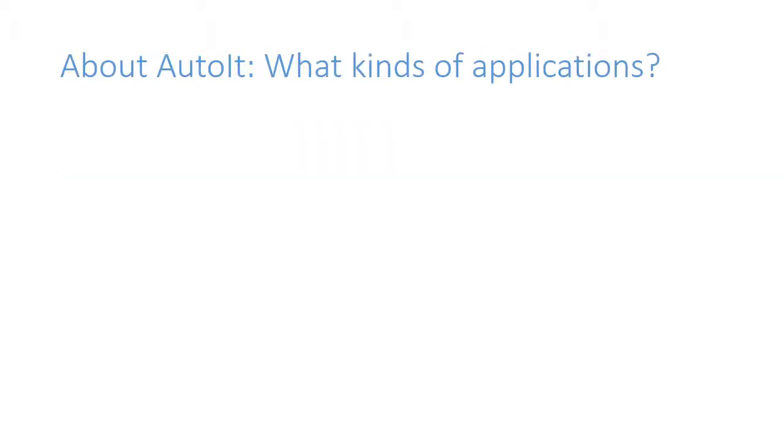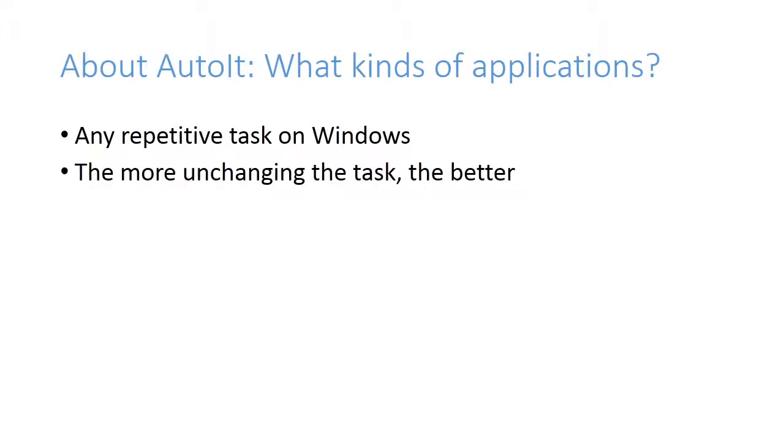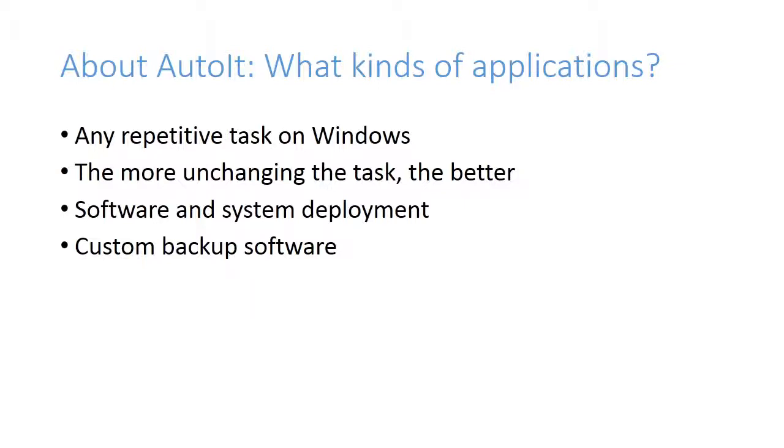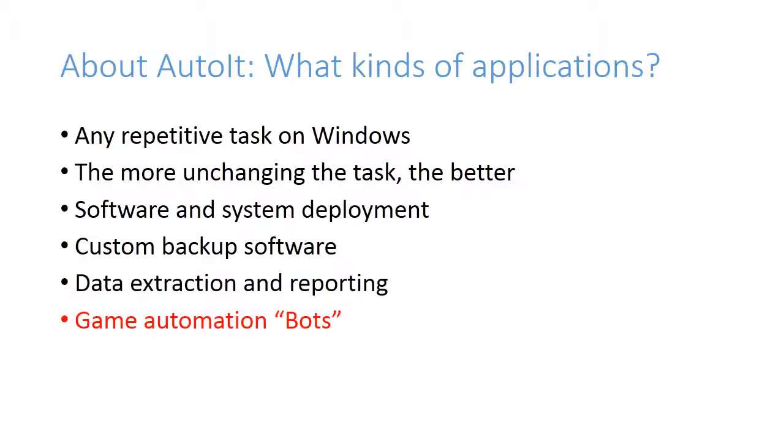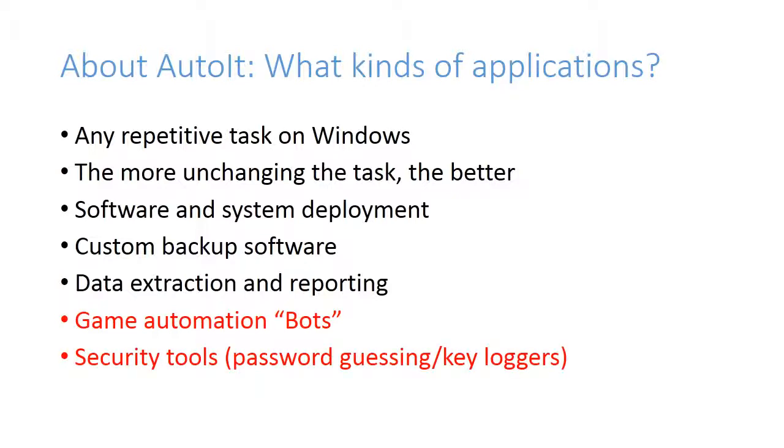What kinds of applications can you write with AutoIt? Any repetitive task on Windows. The more unchanging that task, the easier it is to write a script. It can be used for software and system deployment, custom backup software, data extraction and reporting, or a few things that aren't officially supported: game automation or bots, and even quote-unquote security tools for password guessing or keylogging.